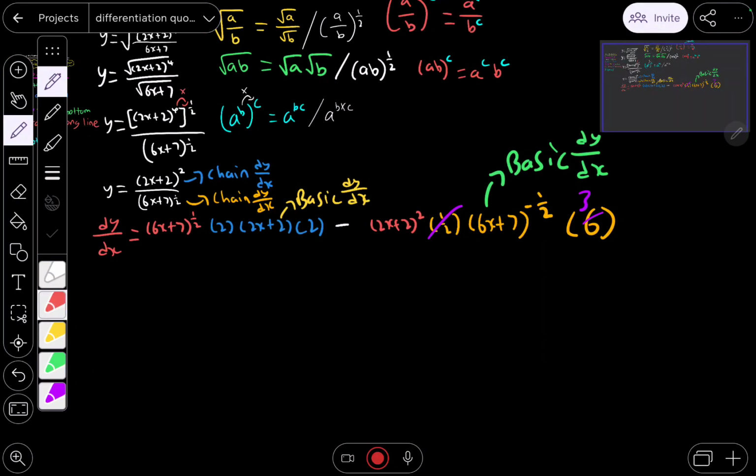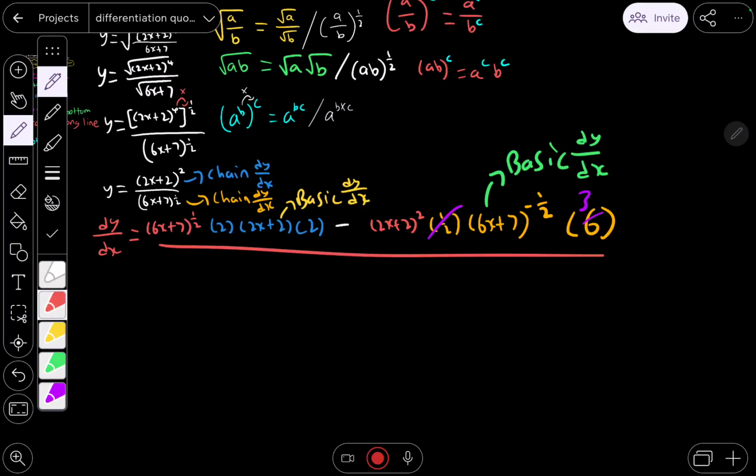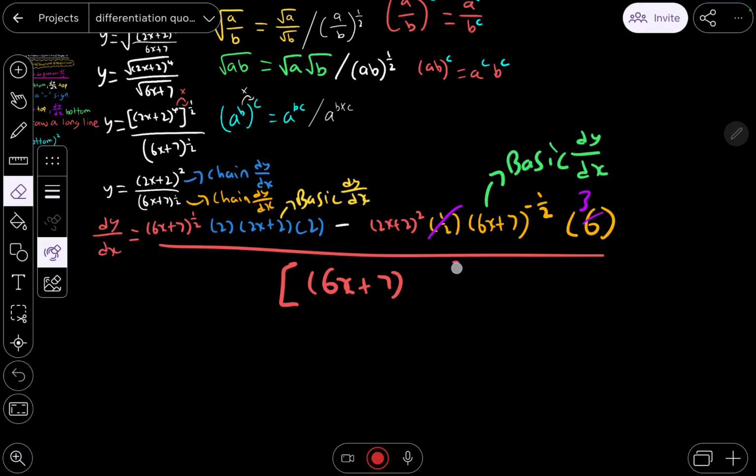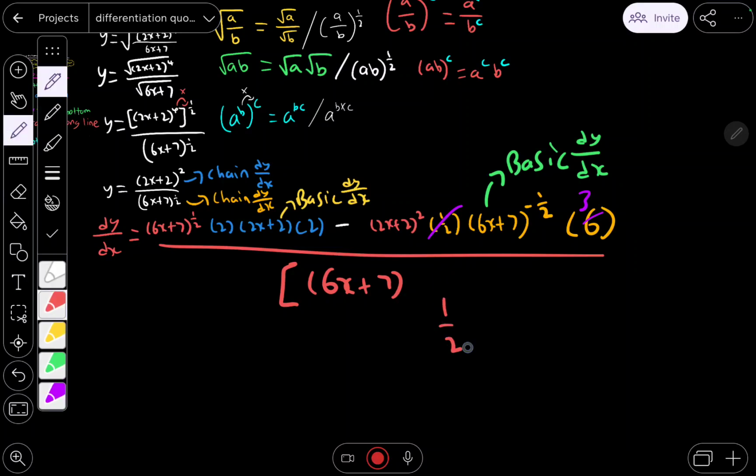And then we will now draw the long line. And it's over 6x plus 7 power half whole thing squared. In this case, I will still use the one here, ABC, or AB times C, and the BC is at the power number. So I will just write 6x plus 7 to the power of 1, because half times 2 is the same as 2 over 2, which is just 1. So I can actually write a power 1 here.